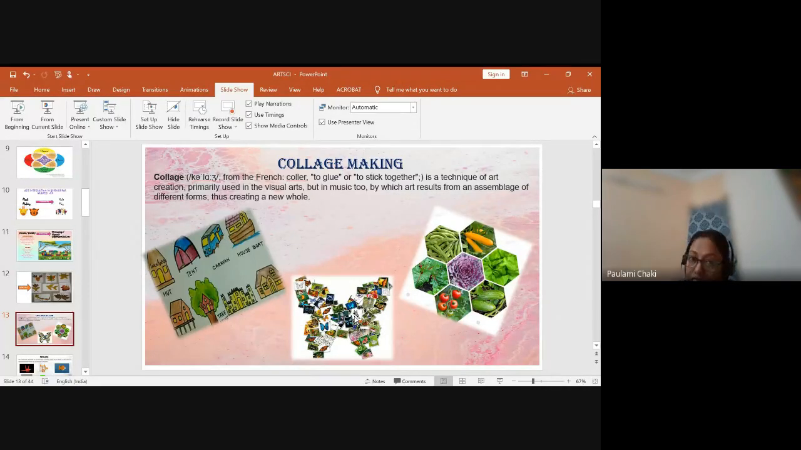Even for higher grades, collage making we always do, like in acids, bases, and salts. Actually, that is one of my favorite topics. When we are teaching acids, bases, and salts, generally what I do in my classes is I ask them to peep into mama's kitchen. I say, go and peep into your mama's kitchen and find out what different types of acids and bases mama is using first.